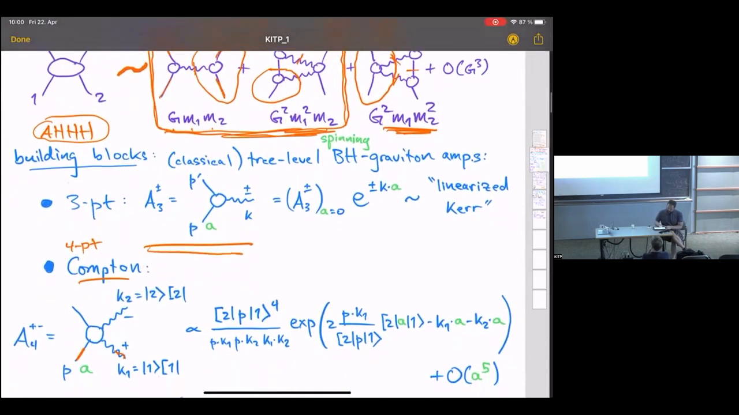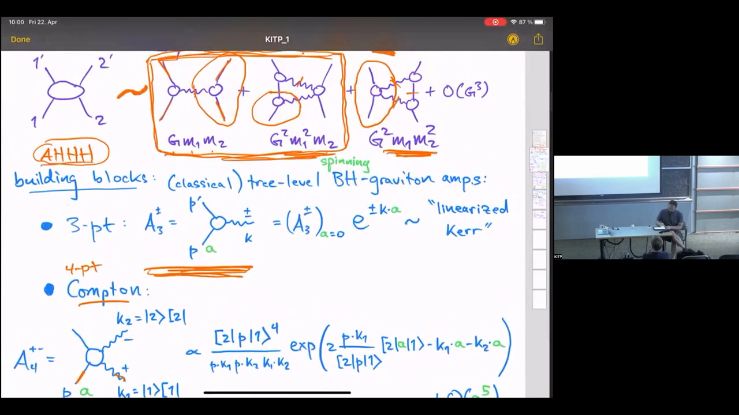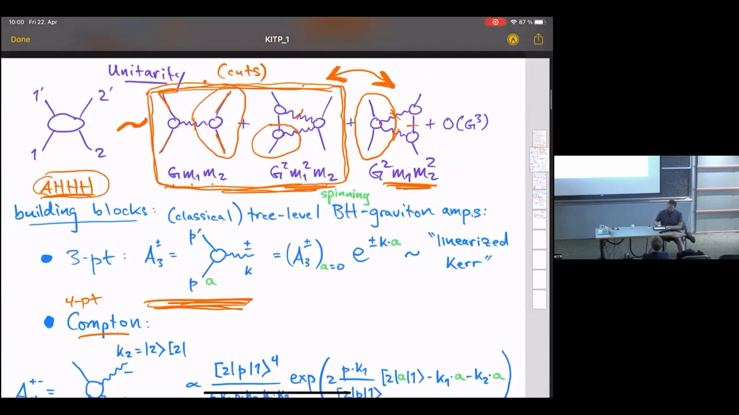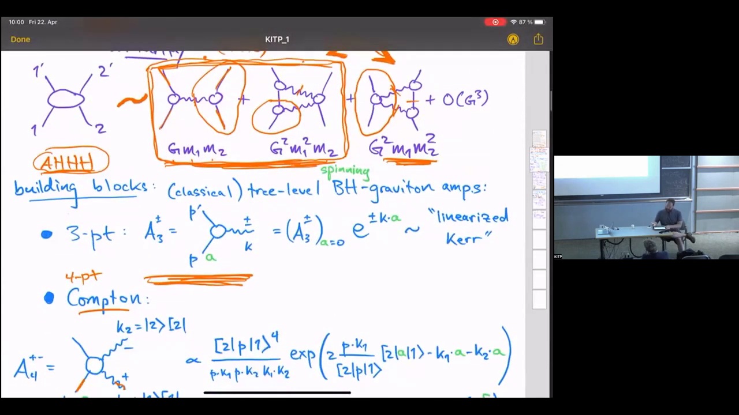So this 3-point amplitude was originally discussed by Arkani-Hamed et al. and used by Alfredo to build these unitarity cuts. Let me just say, roughly speaking, when you have spin on the black hole, that's this a parameter, it's the same answer as without spin times e to the momentum of the graviton dot the ring radius vector. The ring radius vector has magnitude of the ring radius and points in the direction of the spin.